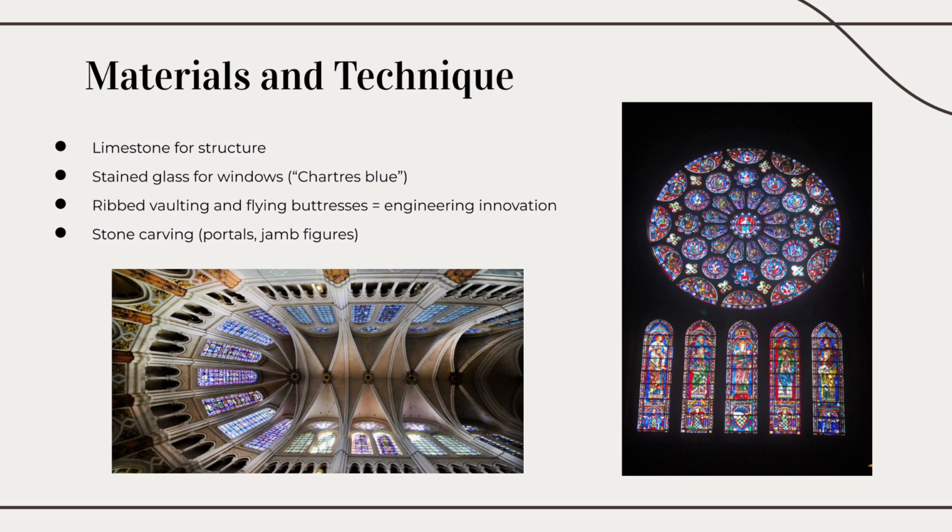The ribbed vaults and flying buttresses were really innovative for the time. Ribbed vaults let the builders span much larger spaces without heavy walls, and the pointed arches make the weight distribution more efficient. Flying buttresses take the outward thrust from the vaults and redirect it into external piers, which is why the walls can be filled almost entirely with glass.